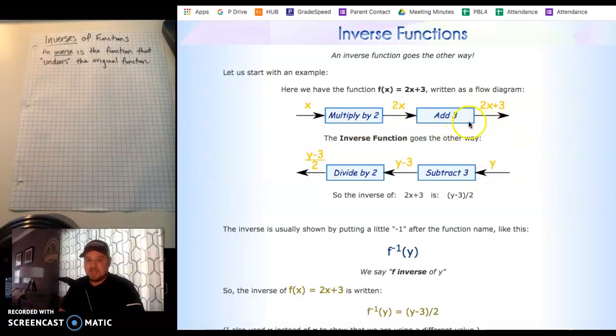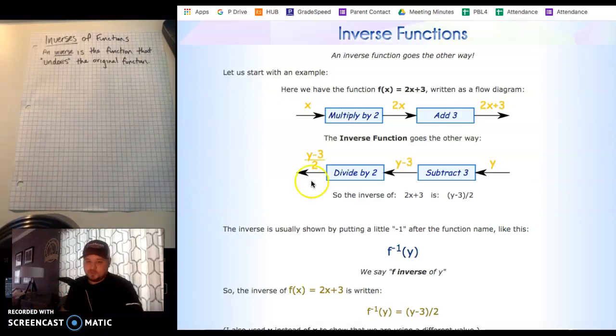So instead of adding 3, we're going to subtract 3. So now, starting at y, we get back to y minus 3. Then after that, we need to divide by 2, and so we end up at y minus 3 over 2. I know that looks a little confusing, and that's fine. We're not going to have a whole lot that's going to look like that today. But that's basically what an inverse does: it takes a function and goes the other way.